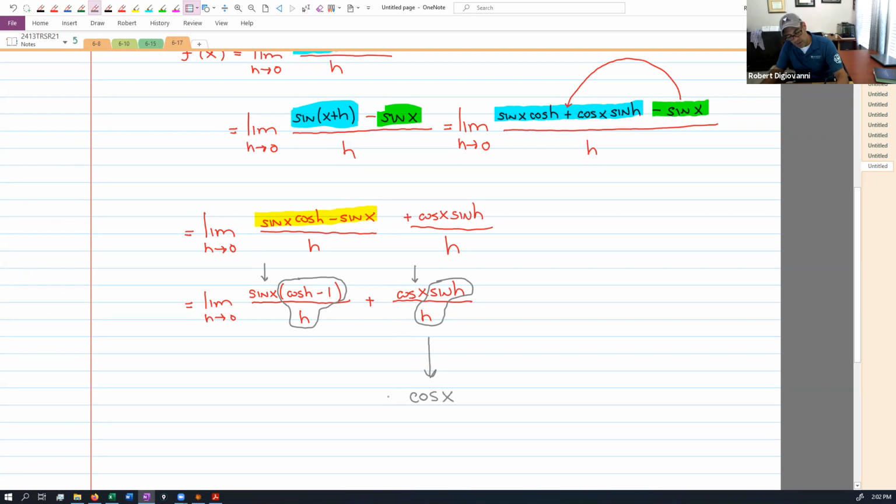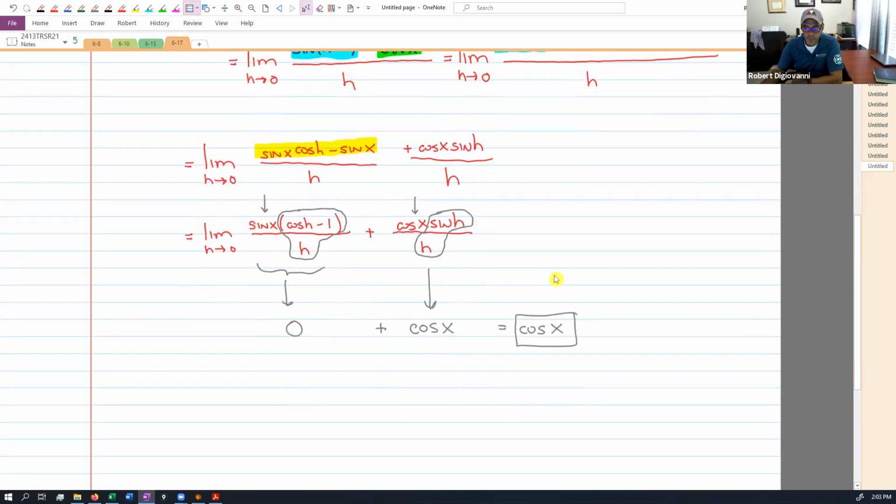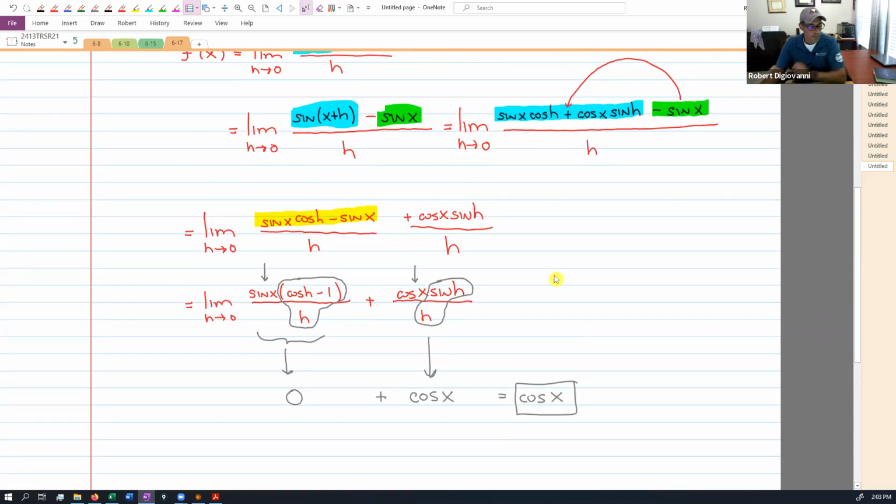Plus, now this one is the other special one that I told you you should know. If you look back on your notes, that limit goes to 0. And so if that goes to 0, this whole thing goes to 0. And 0 plus cosine of x is cosine of x. And that shows that the derivative of sine of x is cosine x, using the definition. Okay.